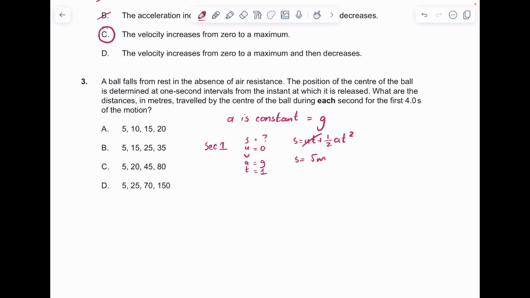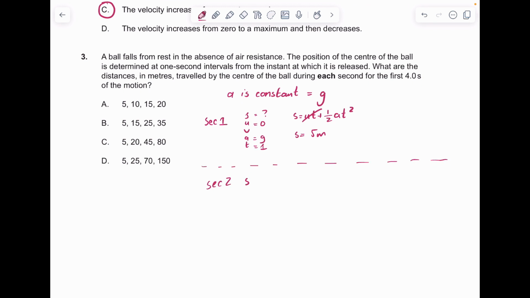But what we're interested in is when it comes to doing the second second and considering the suvat, we're no longer starting from rest. So we need to know u. We're after how far does it go, but we need to know what u is going to be. a is still g, and the time is still 1 second, but it's now already moving.